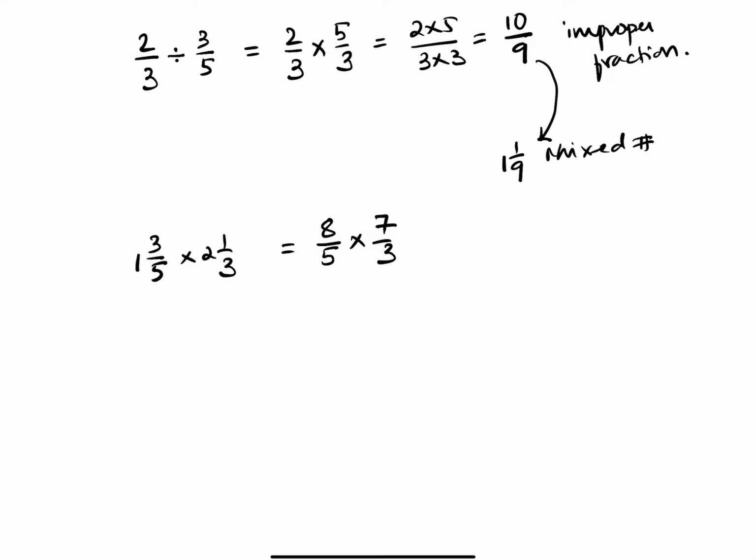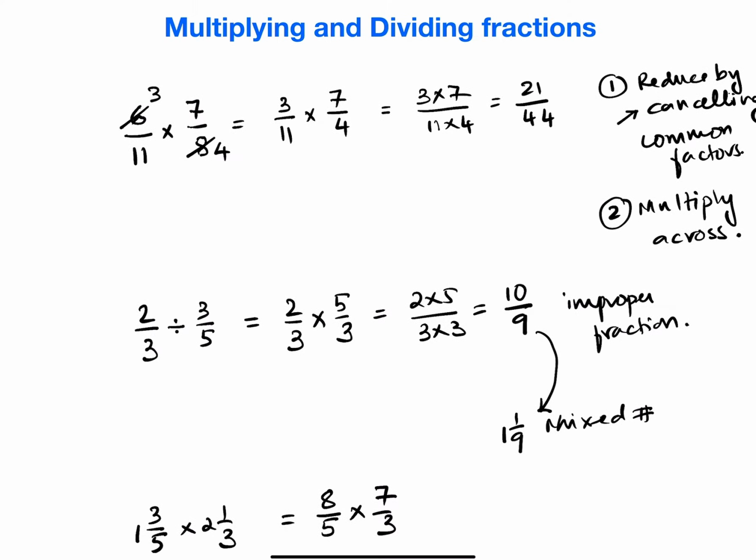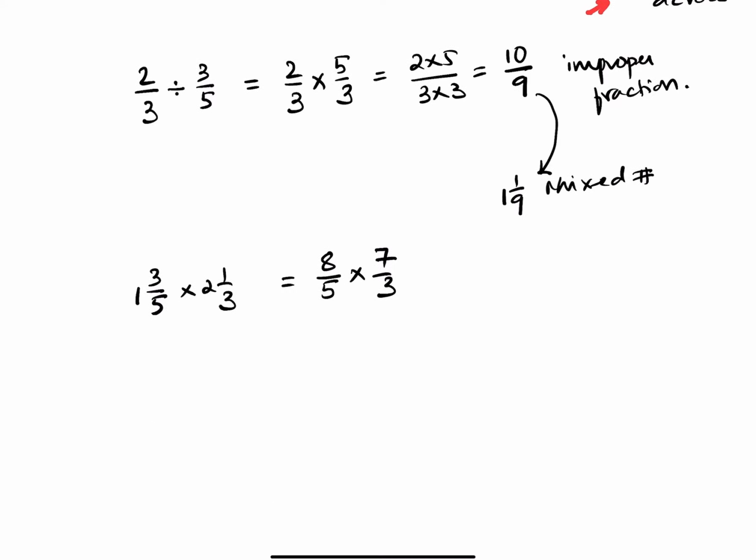Now we use the rules of multiplication that we talked about previously: reduce by canceling if possible, and then multiply across. So we're going to see if there are any common factors here. There's 5 and 3 and 7 and 8. The factors of 8 are 2 and 4 and 8, so nothing is common. So I skip to step 2 where I just multiply 8 and 7, and 5 times 3. That gives me 56 over 15.